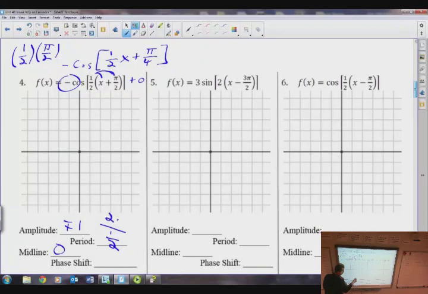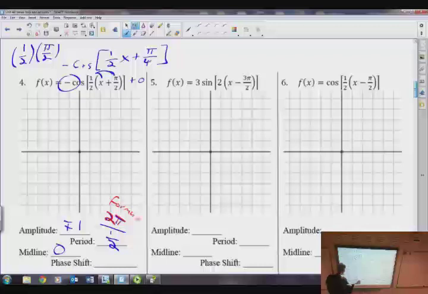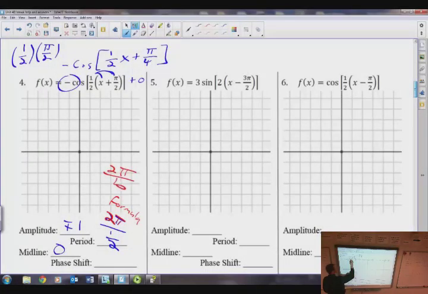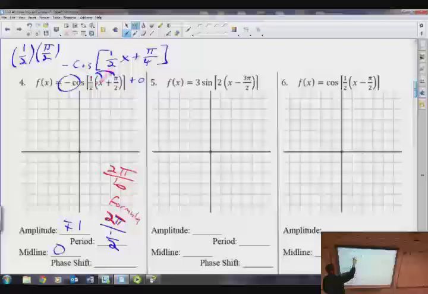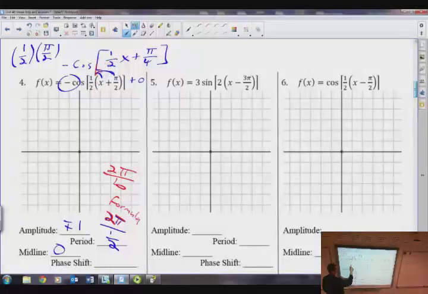That's very formula based, so maybe I'll make the 2 pi red. The reason I'm making the 2 pi red is because that's the formula: 2 pi divided by b, where your b value is the 1/2. So when you do in your calculator 2 divided by 0.5, you'll get 4. And so we'll just call that 4 pi the period.